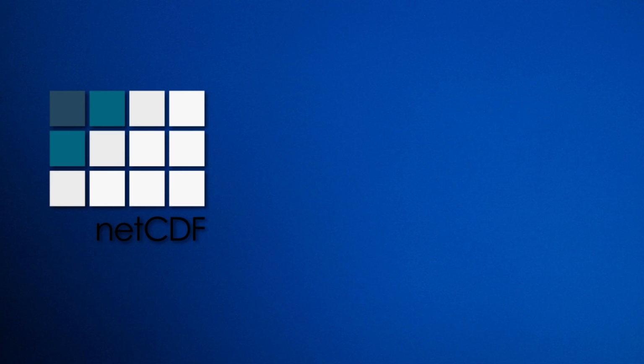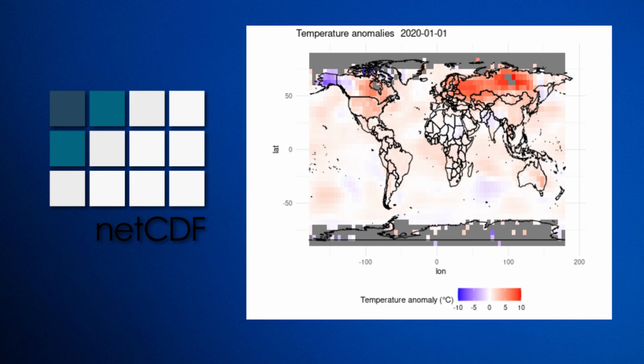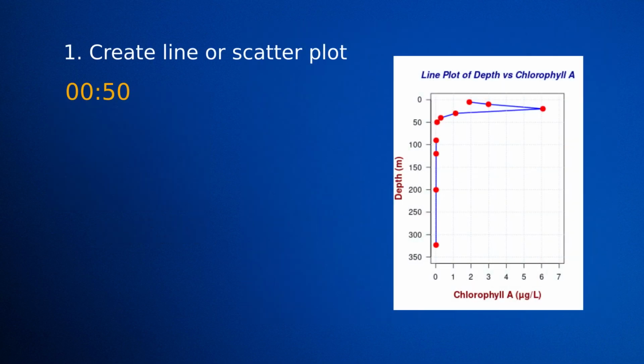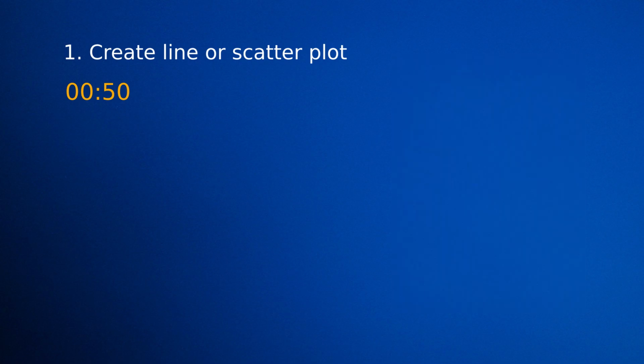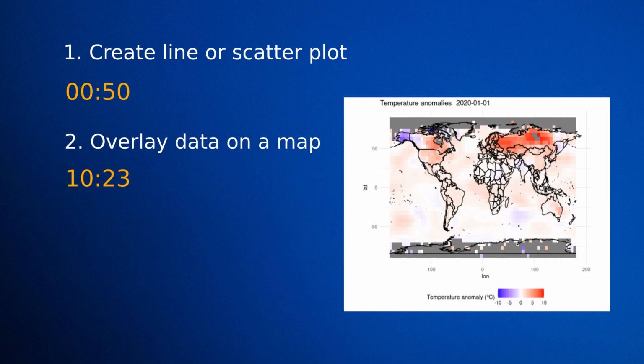So, you've got a NetCDF file and you want to plot the data inside it using R. In this video, I'm going to first show you how to create a line or a scatter plot of some one-dimensional variable. In this case, it's going to be a depth profile, but you could have a time series of data, for example. And then we're going to overlay some data on a map to produce something like this. And of course, throughout this, I'll show you how to customize these plots to make something that suits you.